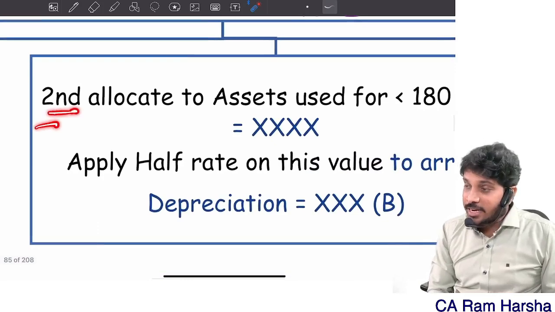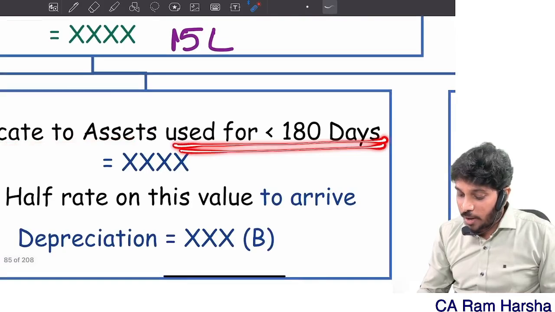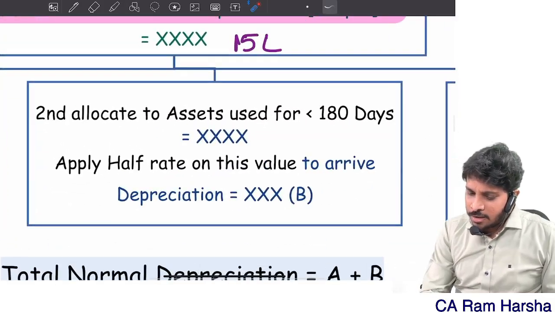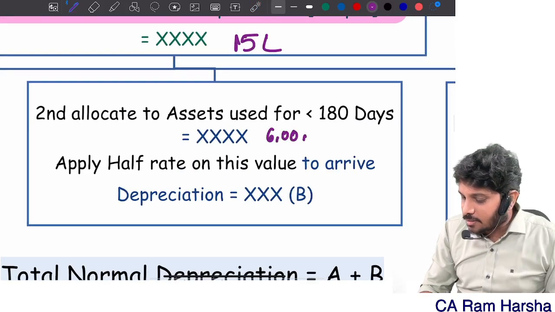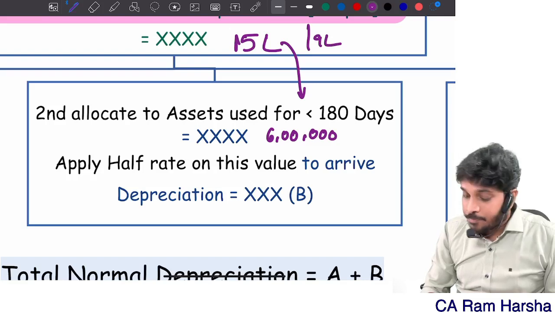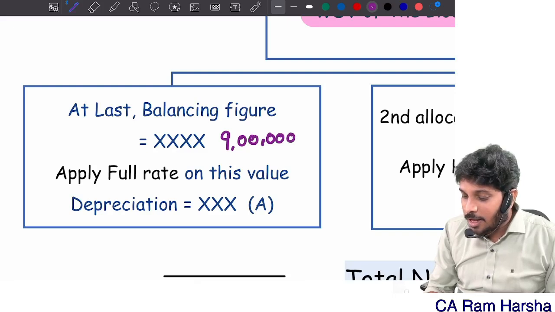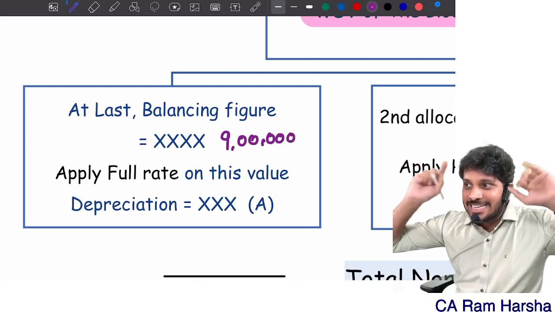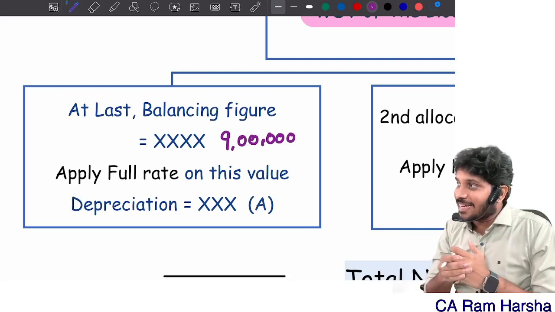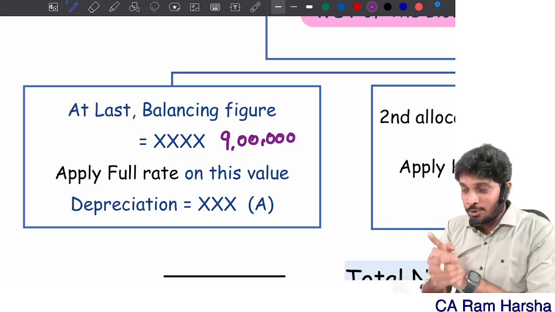Then second, what should you do? Allocate to assets used for less than 180 days. How much is there for less than 180 days? 6 lakh, correct? After allocating 6 lakhs here, what is the balance value? Balancing figure, correct? How many of you have applied this allocation correctly by looking at this table? Very good, understood? I told you, that's why use this allocation table.